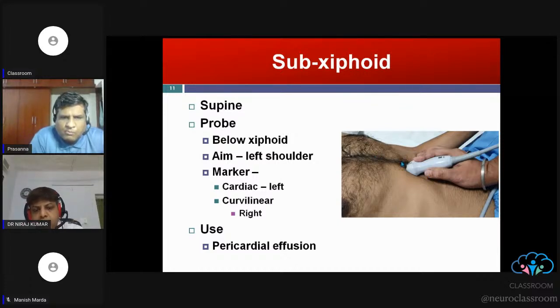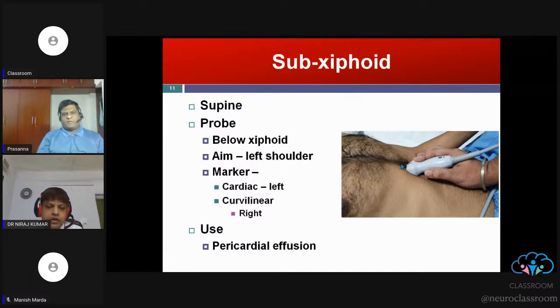And of course, if you are using this cardiac probe, then the probe marker would be on the left side of the body. And here, one thing is special, that you can use your curvilinear probe also. So if you are using a curvilinear probe, then the probe marker should be on the right side of the patient. So in this image, you can see we are using this cardiac probe. So the marker is towards the left side. And the aim of the probe, we are seeing it towards the left shoulder.